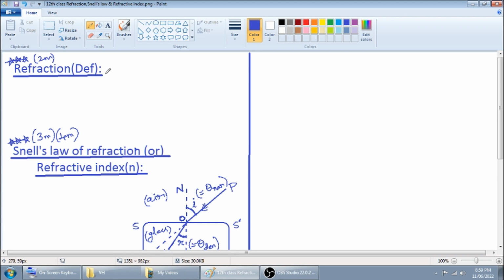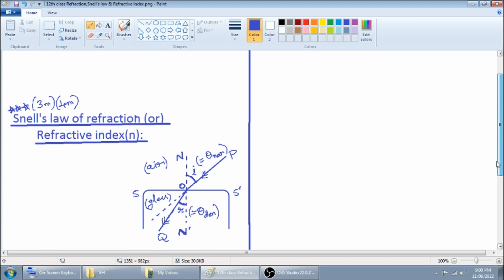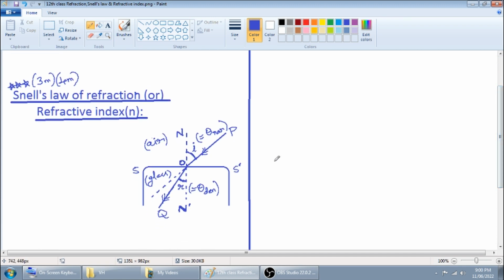Now, a similar phenomenon exhibited by light, or a similar property shown by light, is the property of refraction. What is refraction? Refraction simply means bending of light. When does this property of refraction, or bending of light, occur? Now, consider a light ray passing from one transparent medium into another transparent medium.